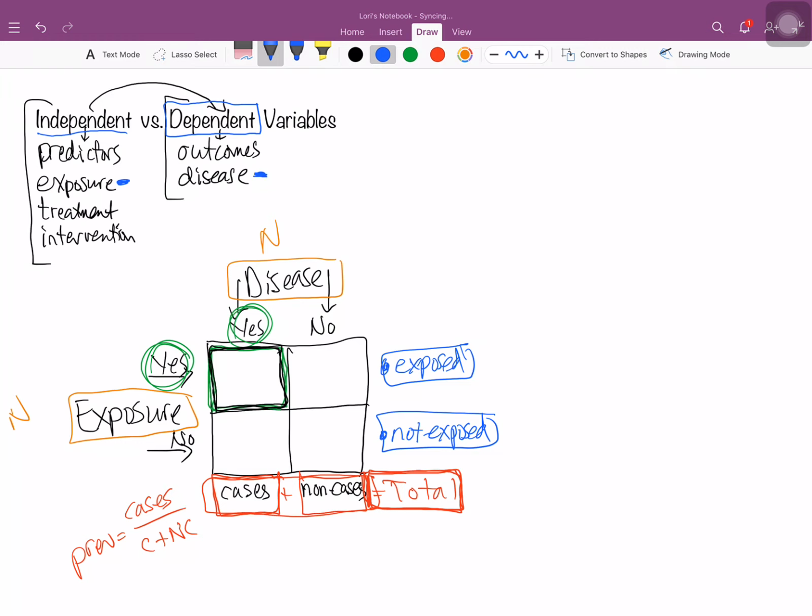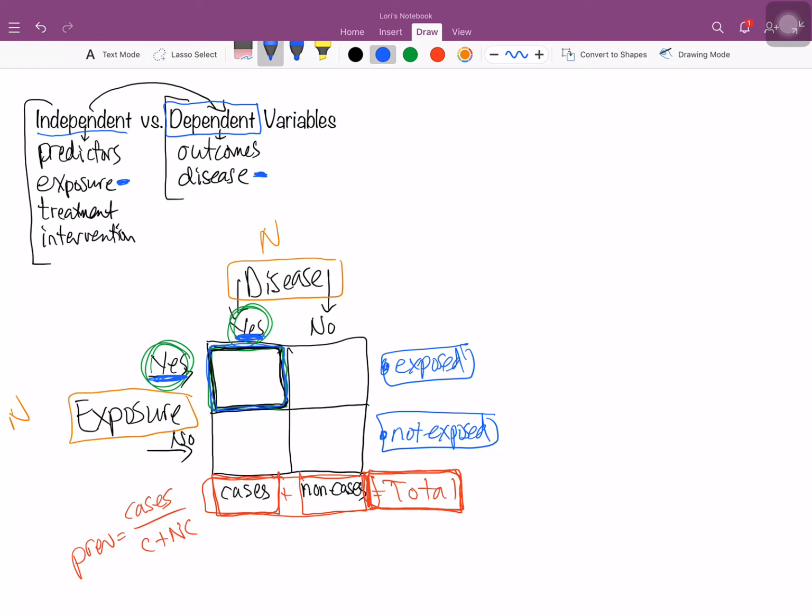And what that means is that this top left box is our important thing, what we're wondering about. Does this particular exposure lead to, contribute to, or be associated with this particular disease? And so whenever you're setting up the table, it's important to put that particular group in your top left, whatever it is that is your focus of interest.